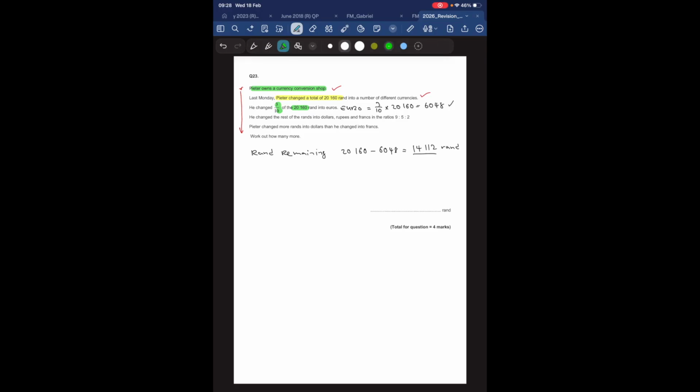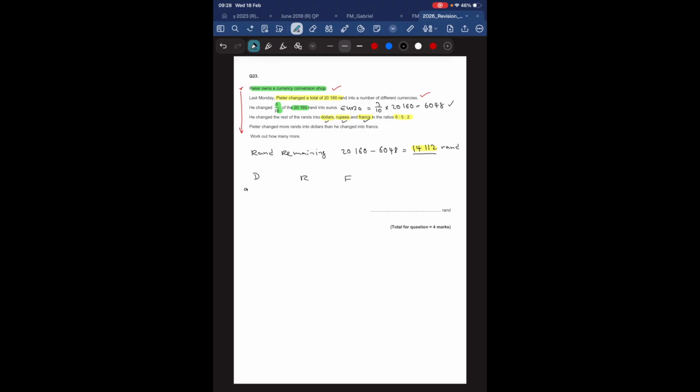Now, in the next line, we're told that he's changing the remainder of his Rand into dollars, rupees, and francs in this ratio. So we need to split this amount, the 14,112 Rand, into the appropriate amounts of dollars, rupees, and francs. So I'm just going to put here dollars, rupees, and francs.